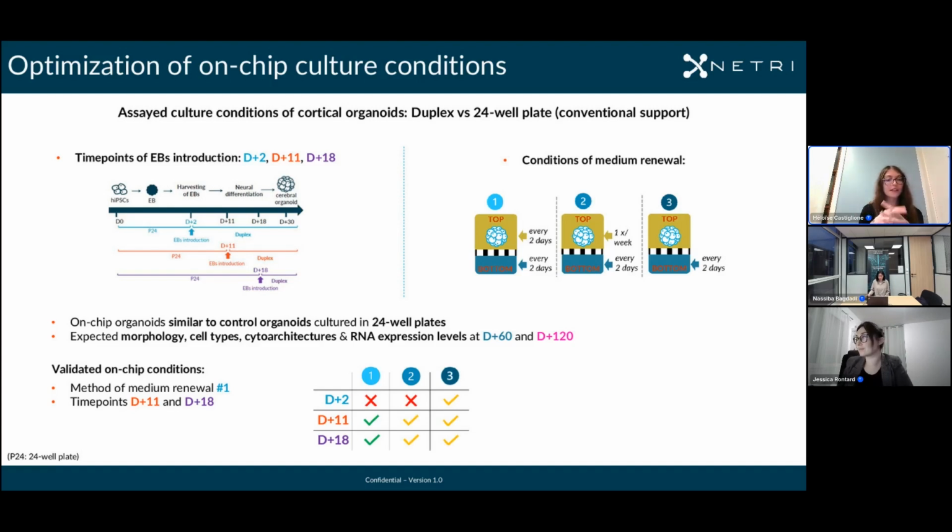And regarding the on-chip protocol, the first condition of medium renewal, so by the top and the bottom, seemed more appropriate since the 2 other methods with reduced changes by the top could lead in some cases to organoid adherence onto the membrane. And the 2 latest time points, D11 and D18, seem more suitable than D2 with organoids of better quality at the end of culture.